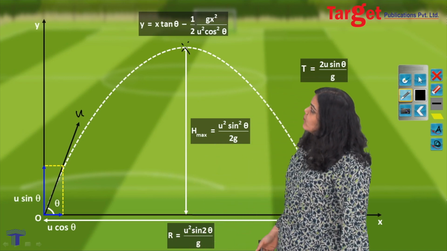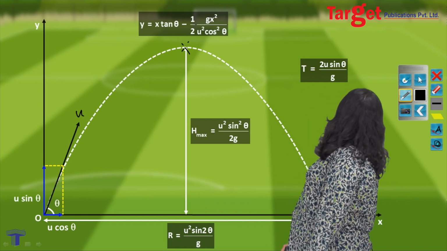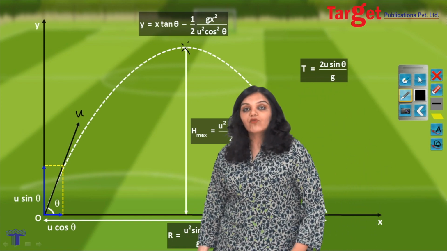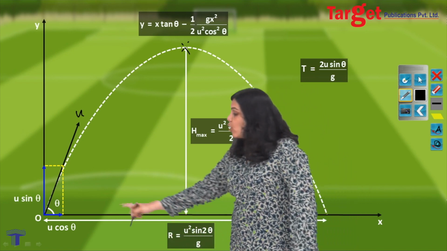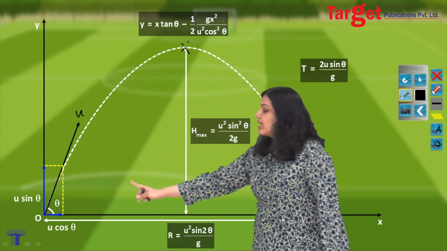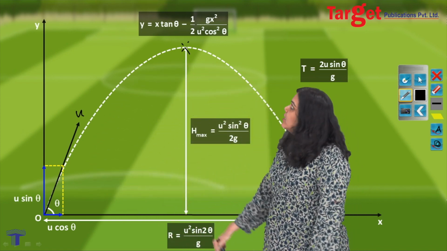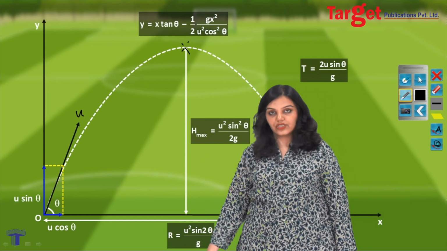We also have time of flight, that is T is equal to 2u sine theta by g, and this formula is for the time taken for the object to come back to the ground, that is the time for the entire motion to get over. And finally you have the equation of trajectory here.